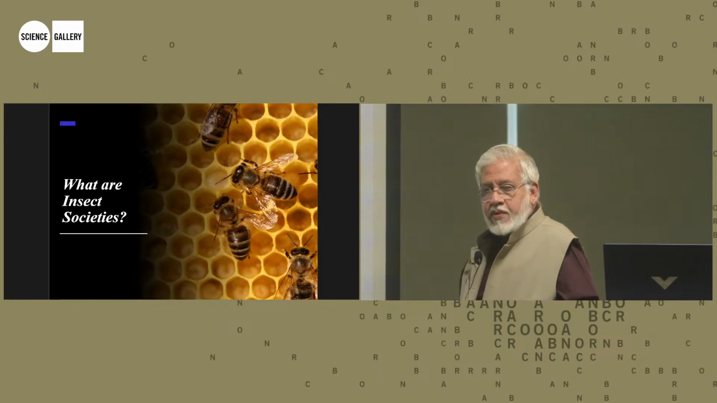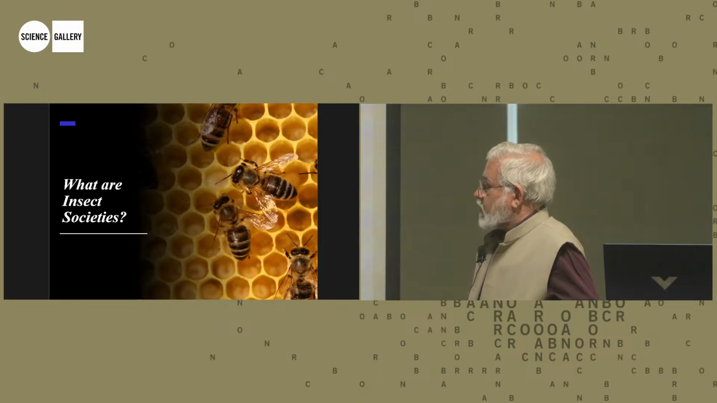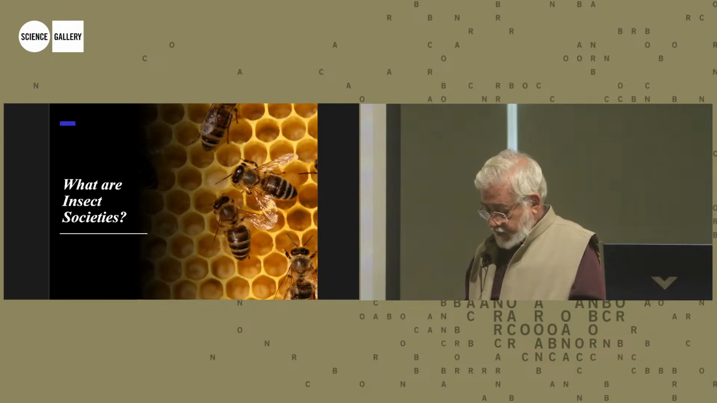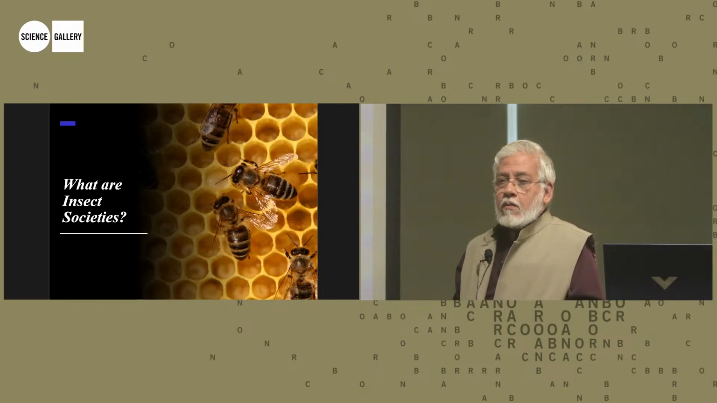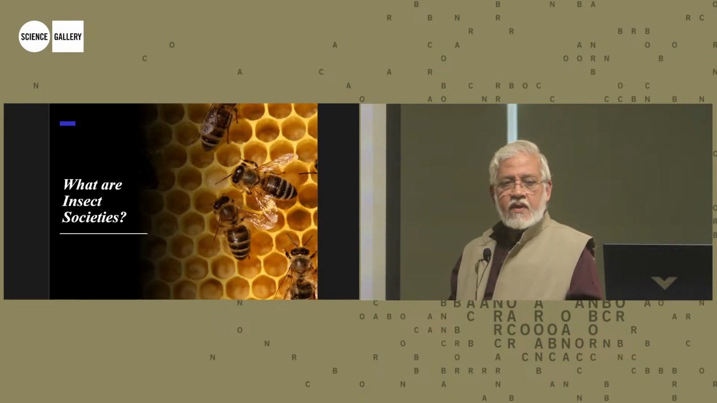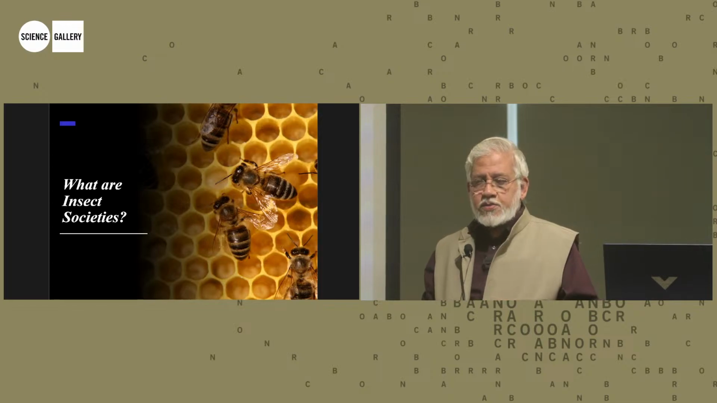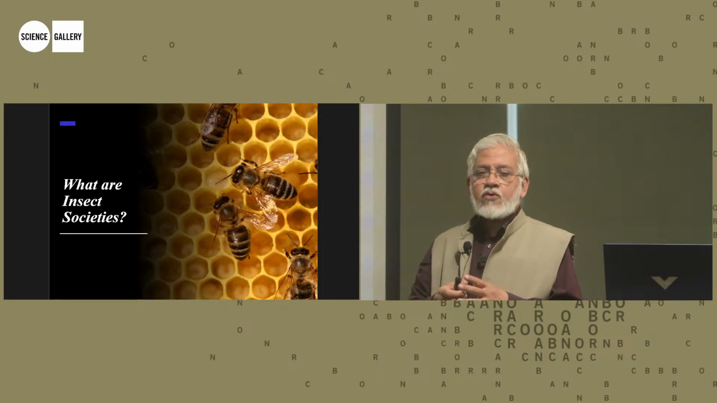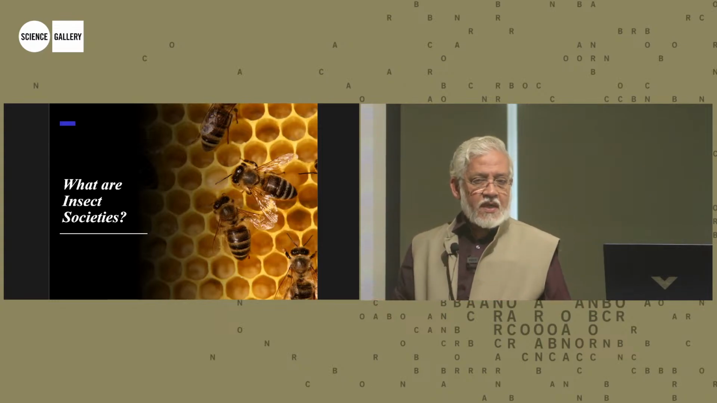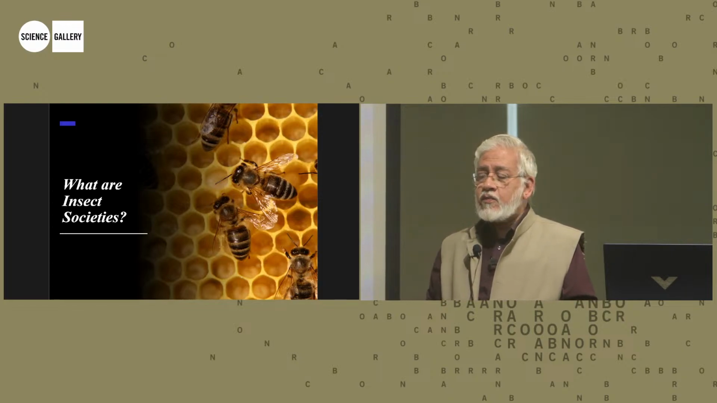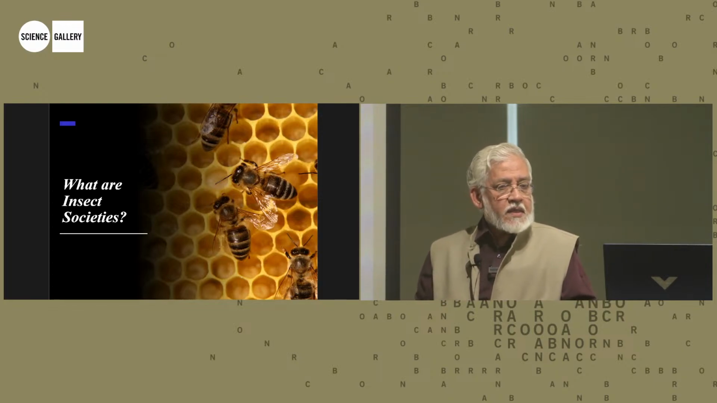Let me give you a brief introduction to insect societies. So I'll ask the question, what are insect societies? Many species of insects, particularly ants, bees, wasps and termites, live in groups. They live in complex societies, and they organize themselves in ways that sometimes resemble our societies, sometimes surpass our societies.